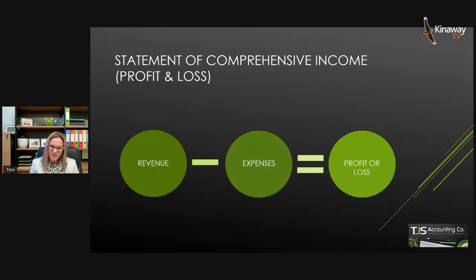The statement also provides details of other comprehensive income. So sometimes it includes other gains or interest income, gains and losses on investments. Sometimes you'll see revaluation of land and buildings and other items, which are sometimes outside the business activities.